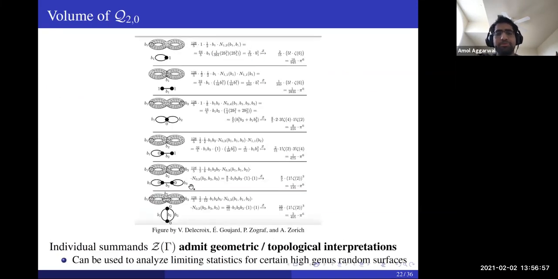Okay, and you can see, just taking a picture here, of this being done in the case where G is two. So Q of two, zero. So genus two in... So Amol, yeah.